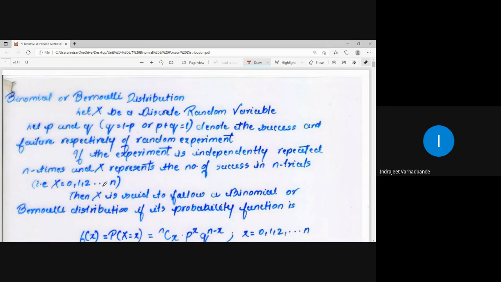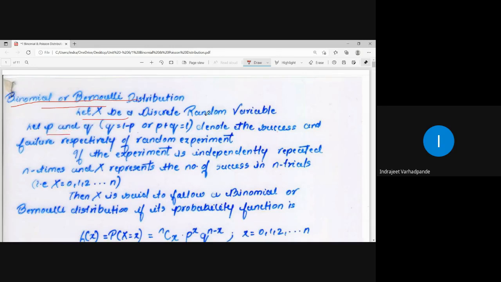The very first probability distribution related to this is binomial or Bernoulli's distribution. It is called binomial or Bernoulli's distribution. Now, what do you understand by Bernoulli's or binomial distribution? Here, it is said that if x is a discrete random variable and let p and q, what are p and q?